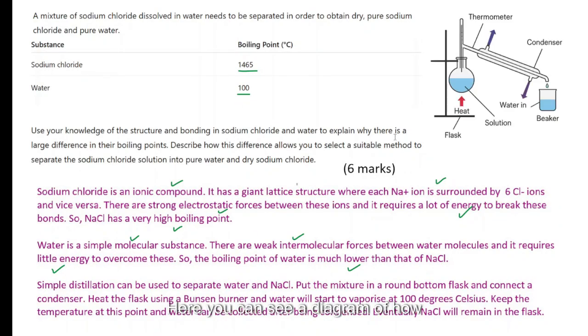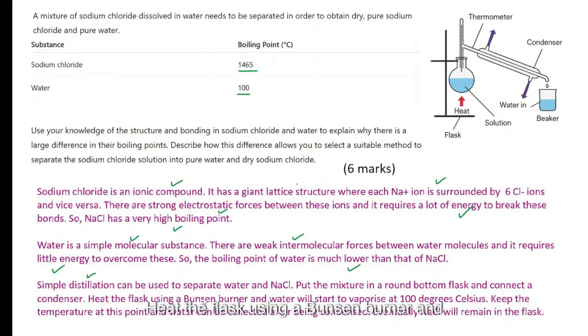Here you can see a diagram of how simple distillation works. Simple distillation can be used to separate water and sodium chloride. That will get you 1 mark. Put the mixture in a round bottom flask, this one, and connect a condenser.